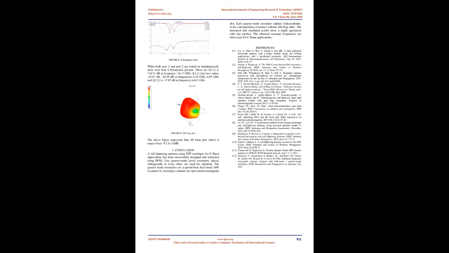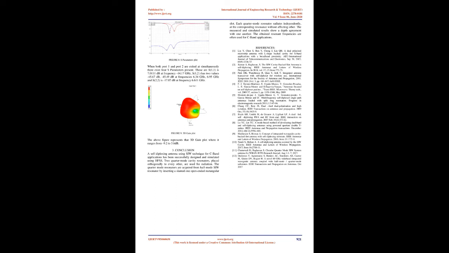2. Port 2 only excited. When only port 2 is excited by microstrip line feeding at a frequency of 7.09 GHz and port 1 is terminated, the utmost gain obtained is 6.2 dB. Figure 7, 3D gain plot. The figure represents the 3D gain plot, which ranges from -19.2 to 6.2 dB.